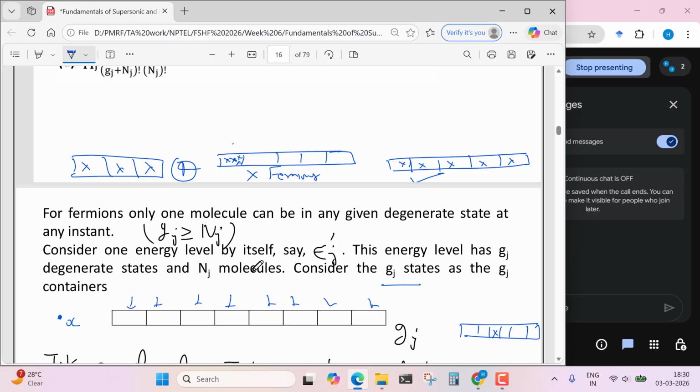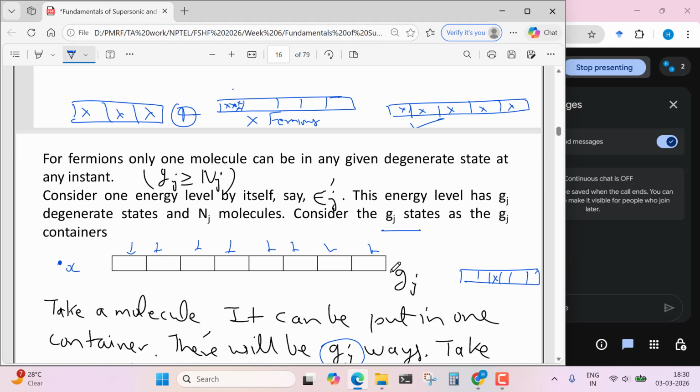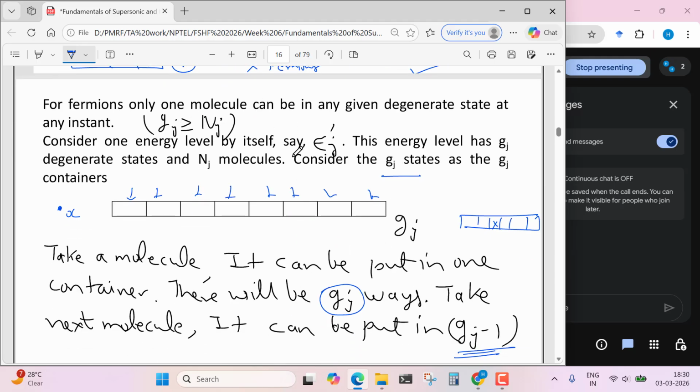Consider one energy level by itself, say epsilon j dash. This energy level has Gj degenerate states and Nj molecules. Consider Gj states as Gj containers. So we have these Gj containers. If we take one molecule, it can be put into one container. So there will be Gj ways. One molecule we can put in Gj ways. We can put it here, here, here, here. So total number of ways is Gj.